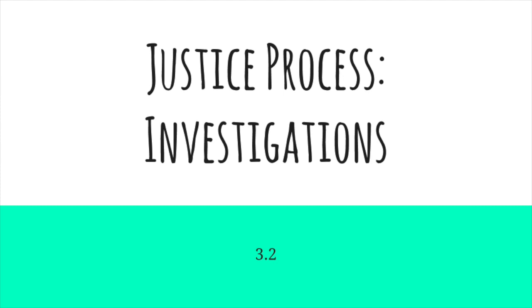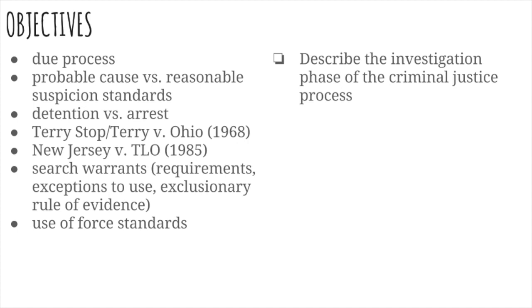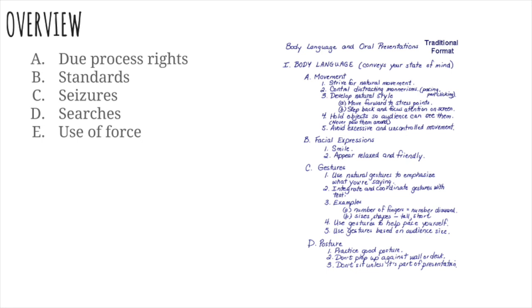Welcome to Lesson 3.2, all about the criminal justice process and investigations. In today's lesson, there's lots of little standards and specific Supreme Court cases that you need to be familiar with, generally the ideas of probable cause and reasonable suspicion. And we'll break those down into when the police can search you, seize you, and take away some of your personal freedoms. Here's your overview with your 5 main topics.